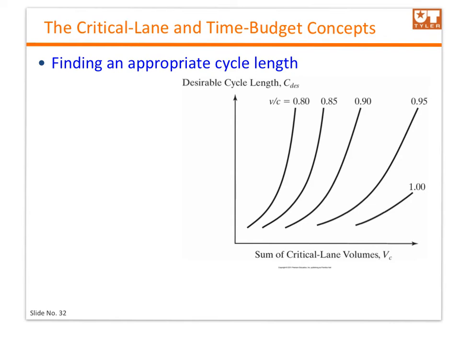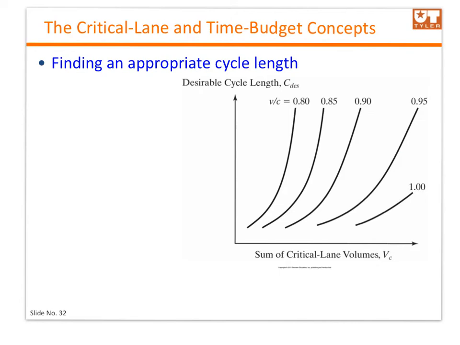As you can see here, we have on the x-axis the sum of critical lane volumes, which is VC, and on the y-axis the desirable cycle length, and we have different lines. Every line represents a V over C ratio, volume to capacity ratio, and typically we go from 0.8, which is 80% of the capacity, all the way to 100% of the capacity. So what do we conclude from here?